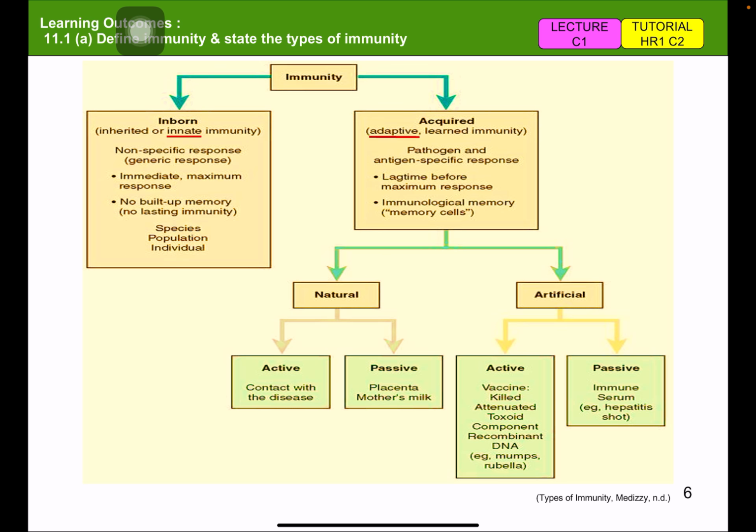Under immunity, we have two types, the inborn or innate immunity and also the acquired or adaptive immunity. And under the acquired, we have the natural and artificial immunity. And under it we have the active and passive immunity.